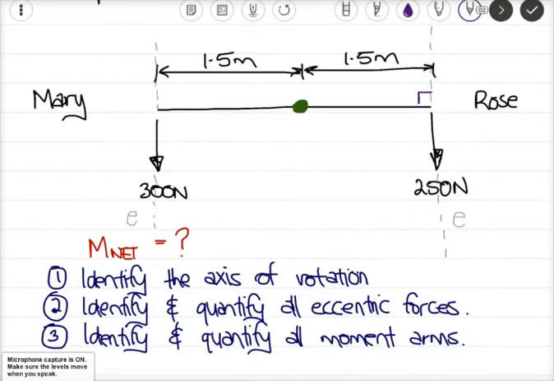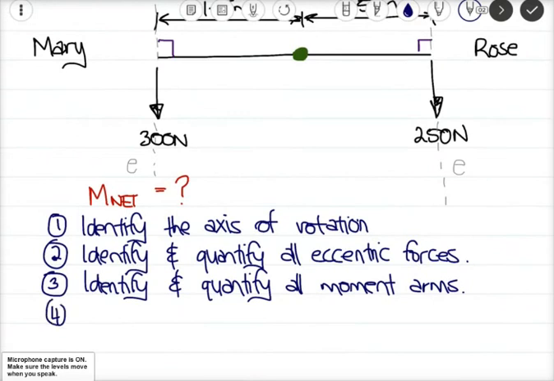Now remember, determining the moment arm is really dependent on the scenario you're examining. So it happens in this case, but it may not happen in every case. We're going to have a look at different examples when these don't happen to be at right angles to each other. The question has been presented in such a way that the moment arm is the distance, and so the moment arm of each force is 1.5 meters. So that's part 3 in the procedure complete.